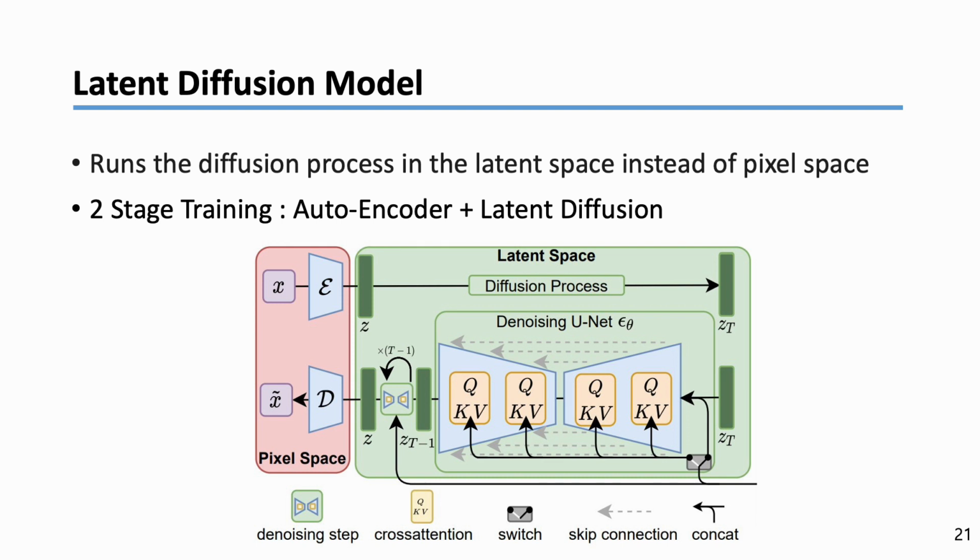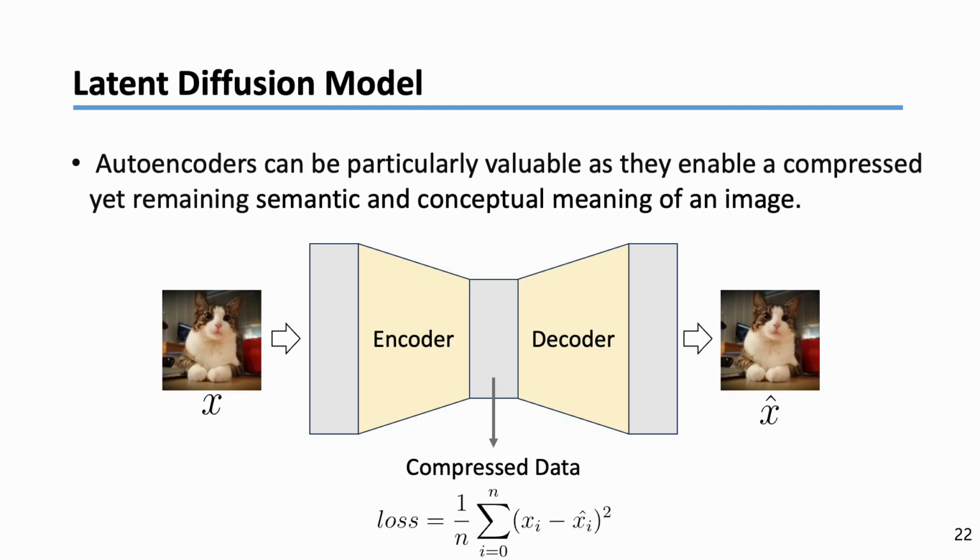So in the latent diffusion model, the compression process relies on the autoencoder. Autoencoders are designed to learn efficient representations of data, typically for the purpose of dimension reduction. An autoencoder consists of two main parts. The first one is the encoder. This part compresses the input image into the lower dimensional latent representation. And the second part is a decoder. This part reconstructs the image from its latent representation.